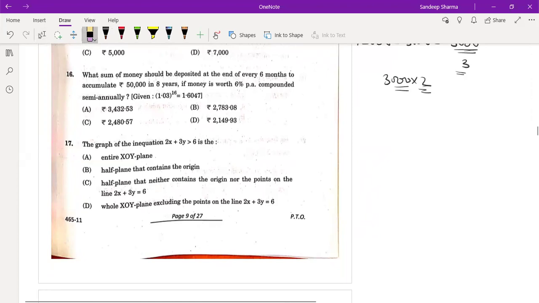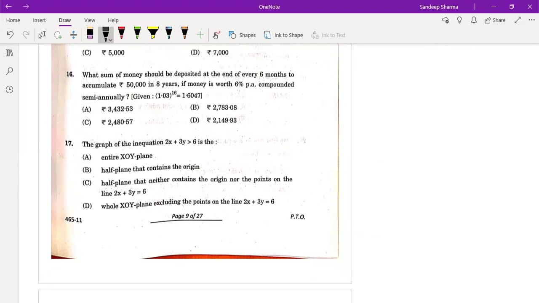For 1 mark, such type of question should not be there. It should be a 3-4 marker question. What sum of money should be deposited at the end of every 6 months to accumulate 50,000 in 8 years, if the money is worth 6% per annum compounded semi-annually?